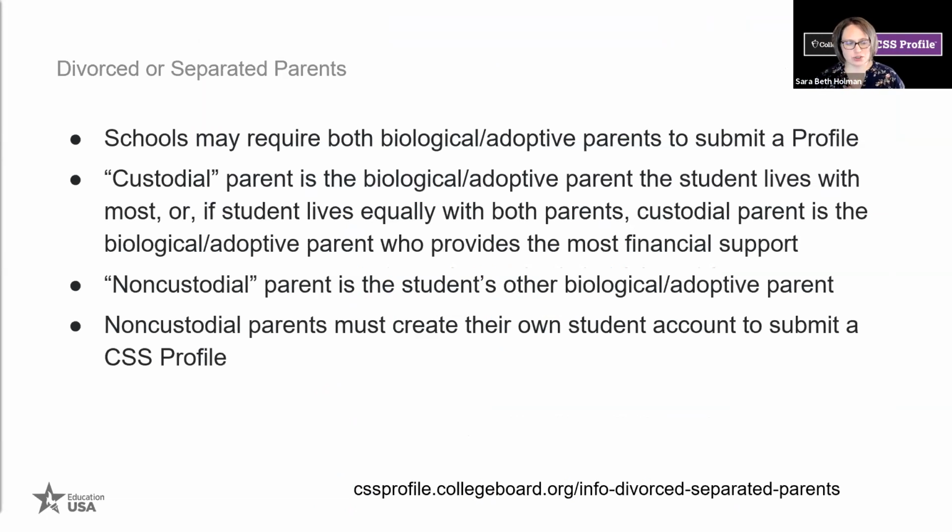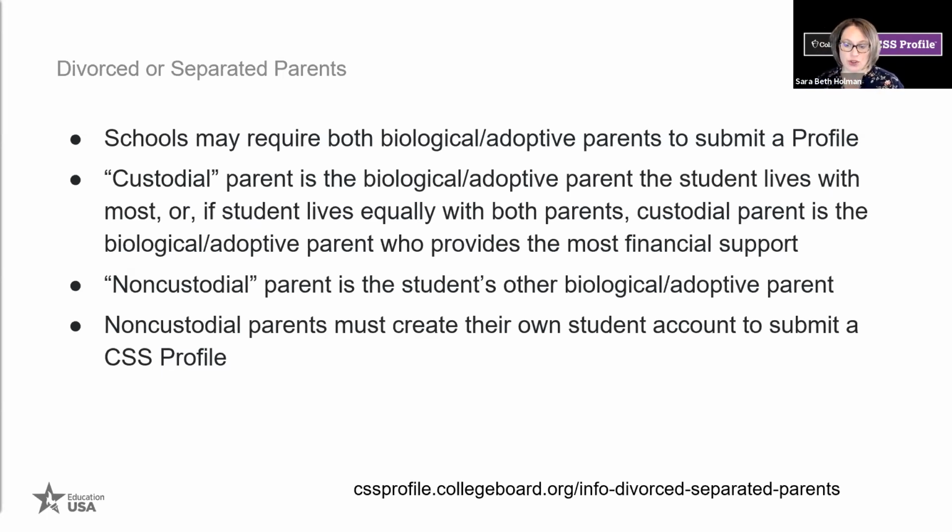As I explained, when reviewing CSS profile fees, if your biological or adoptive parents are separated, divorced, or were never married and are not living together in the same residence, you may be required to submit 2 CSS profile applications. One will be for your custodial parents. This is the parent you live with most, or if you're living equally with both parents, the parent that provides the most financial support. The other application, which we refer to as the non-custodial application, will be for your other biological or adoptive parents.